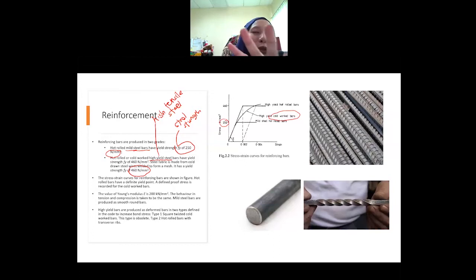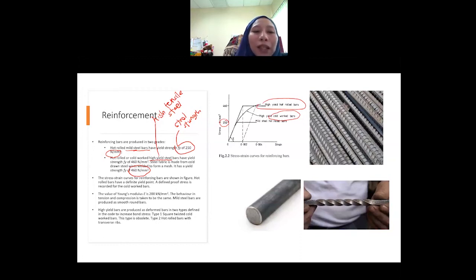So kalau hot roll, masa dia tengah panas-panas tu, dia akan roll lah. Okay. However, kalau cold work bar, dia akan biarkan sejuk dulu, baru dia akan do something like a finishing touch to the bars masa dia dalam keadaan sejuk. Okay, so itu beza dia. And this one is more expensive. Right? But in Malaysia, normally kita akan pakai hot roll bar.